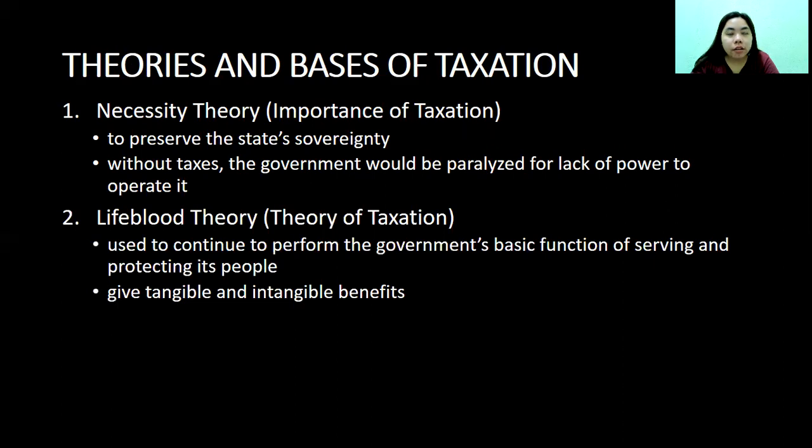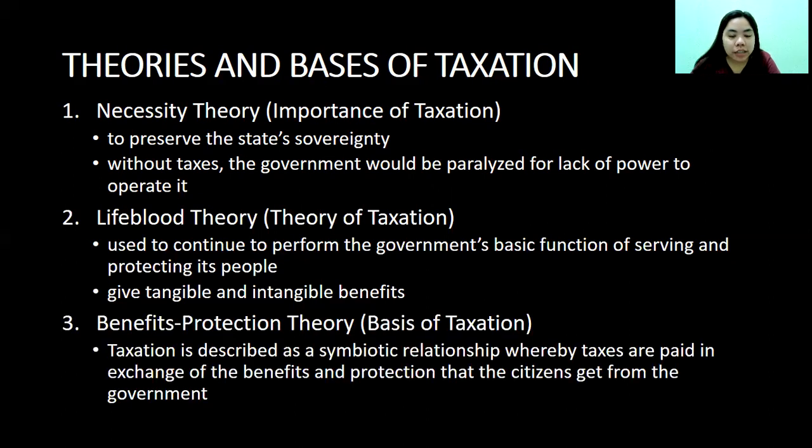Second is the lifeblood theory of taxation. Taxes are used to continue to perform the government's basic function of serving and protecting its people. Without taxation, the government cannot perform its basic function of serving and protecting its people. Wala siya revenue. Then it gives tangible and intangible benefits. So this is where your taxes go.